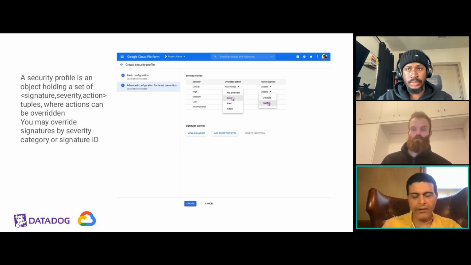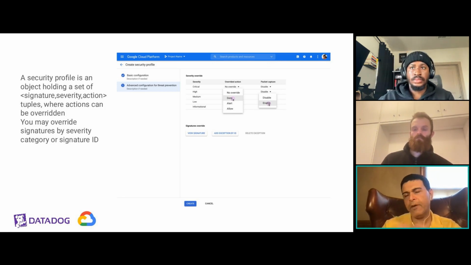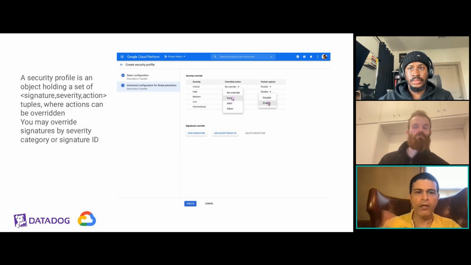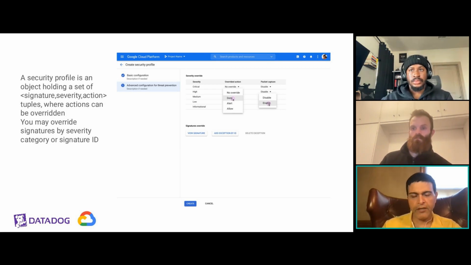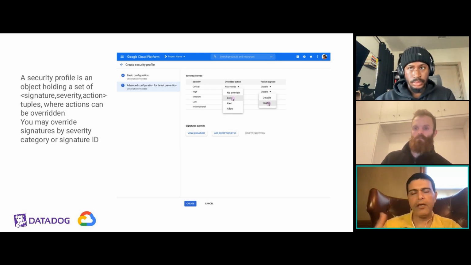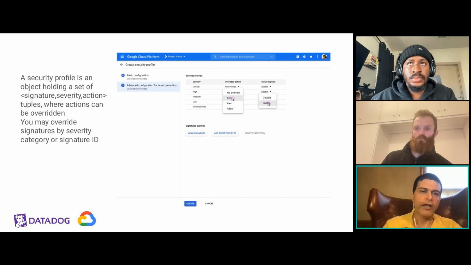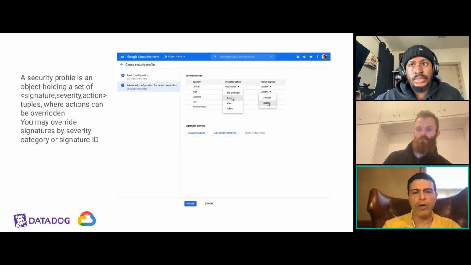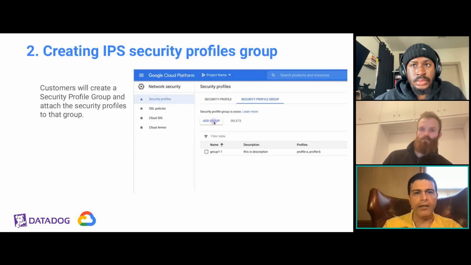So I declare my intention. I'm going to say for web traffic, if it's critical, block it, deny it, and of course, log it. If it's high, you can say for high, also block it. And for medium and anything lower than medium, just log it. Don't block it, but just log it for me. So I'm declaring my intention. Next, I go ahead and create that group. So as I just mentioned before, it's just a container for putting those security profiles together.